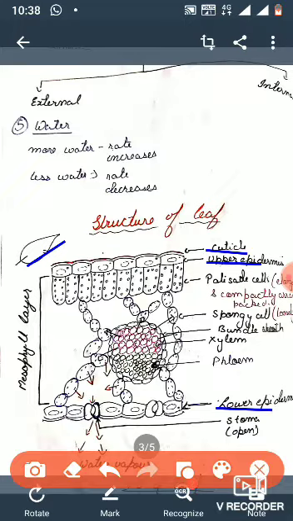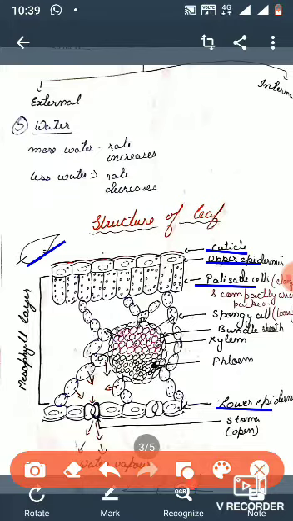Below the epidermis are present the palisade cells. These are elongated cells, as we can see in the diagram, and they are compactly packed.